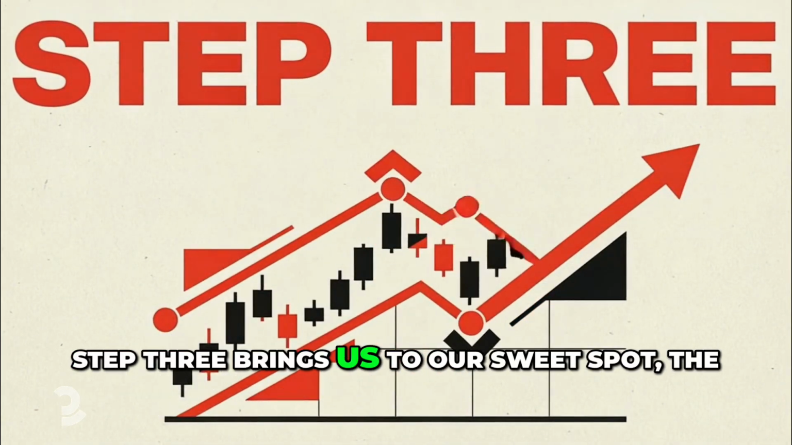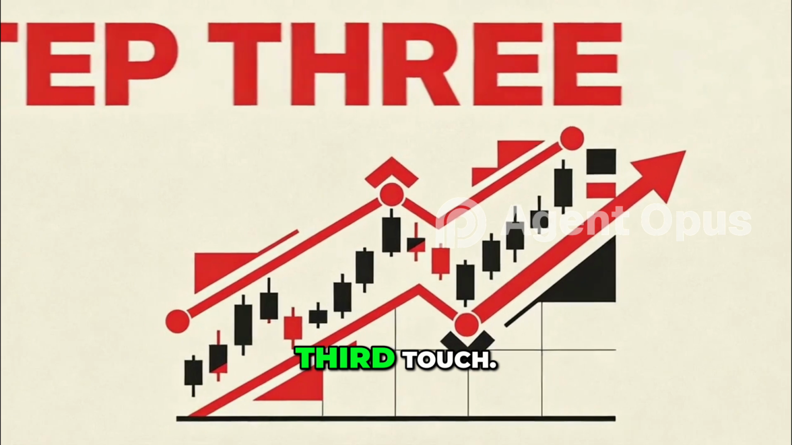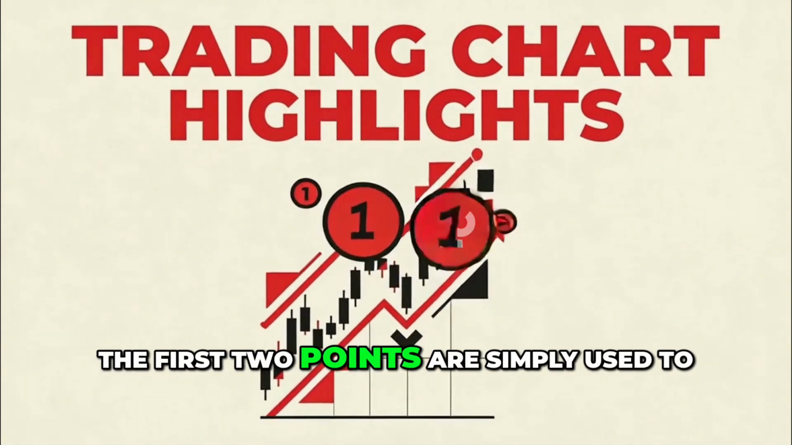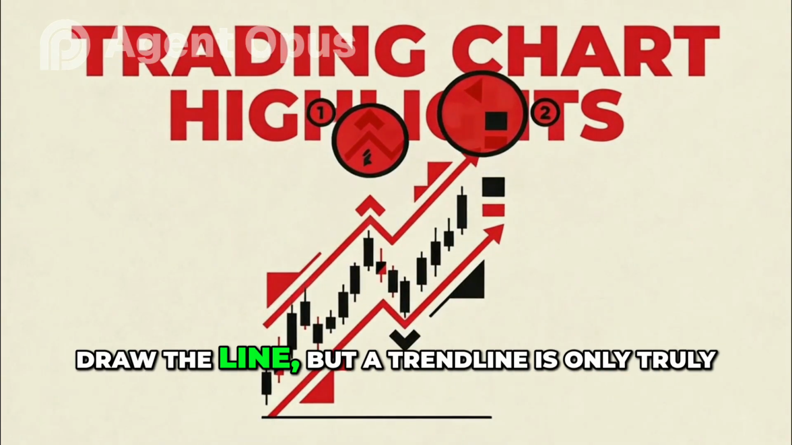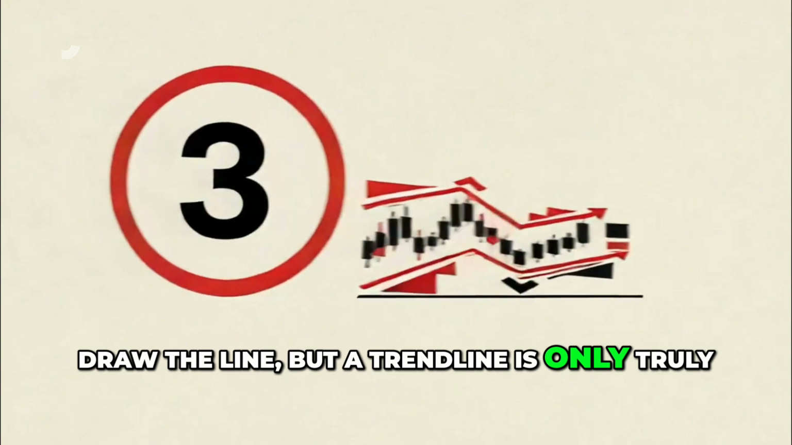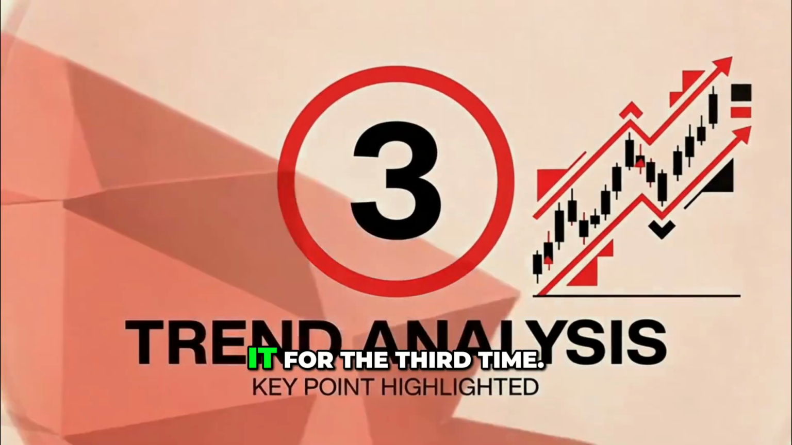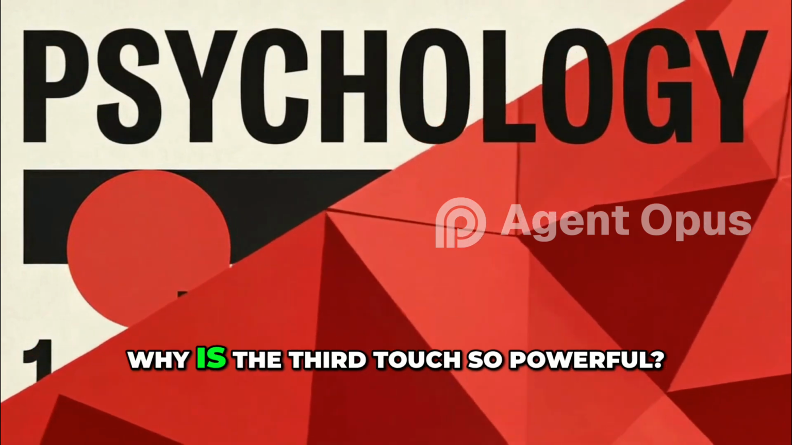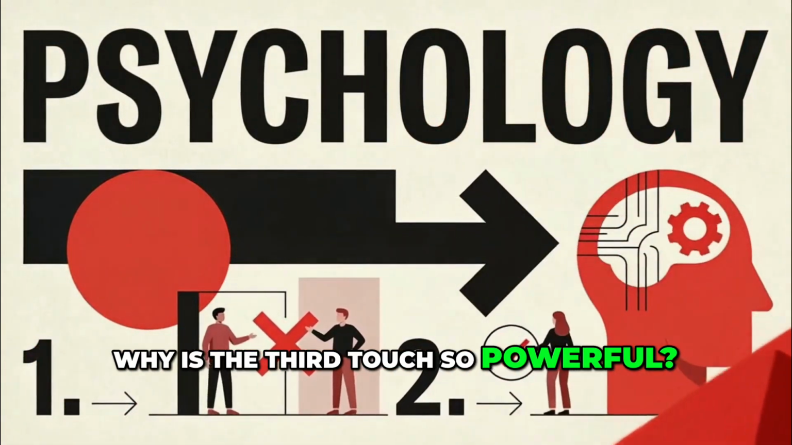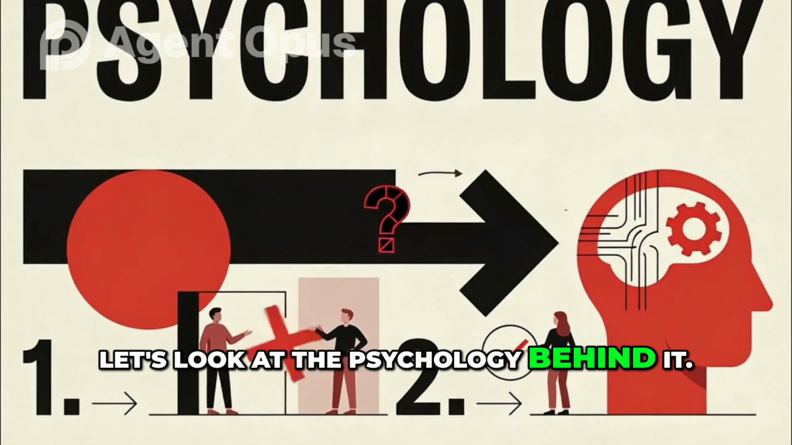Step 3 brings us to our sweet spot, the third touch. The first 2 points are simply used to draw the line, but a trend line is only truly validated when price comes back to respect it for the third time. Why is the third touch so powerful? Let's look at the psychology behind it.